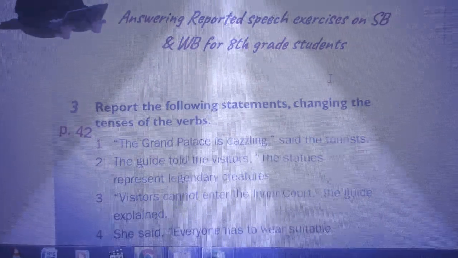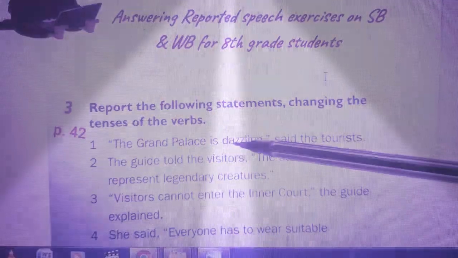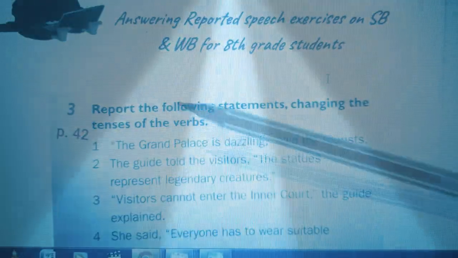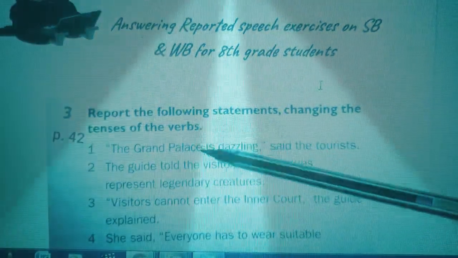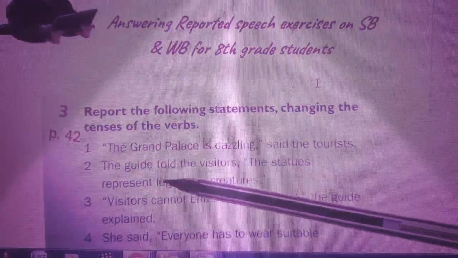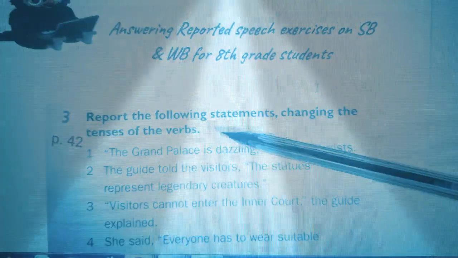Now look at question number 3. Open your student's book on page 42. On page 42, you are going to find this question number 3. Report the following statements changing the tenses of the verb.